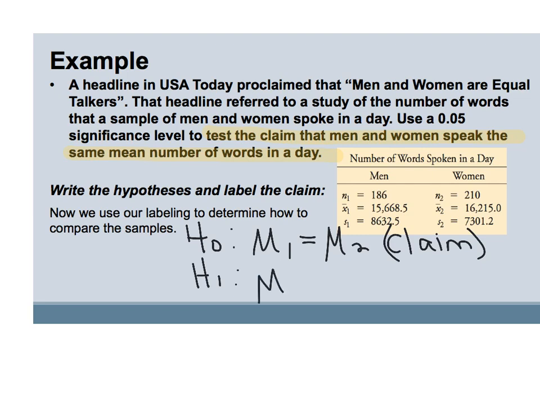Opposite of equal to is not equal to. So the alternative was mean 1 does not equal mean 2. So instead of a number, we're comparing the 2 samples. So we're comparing the 2 means.